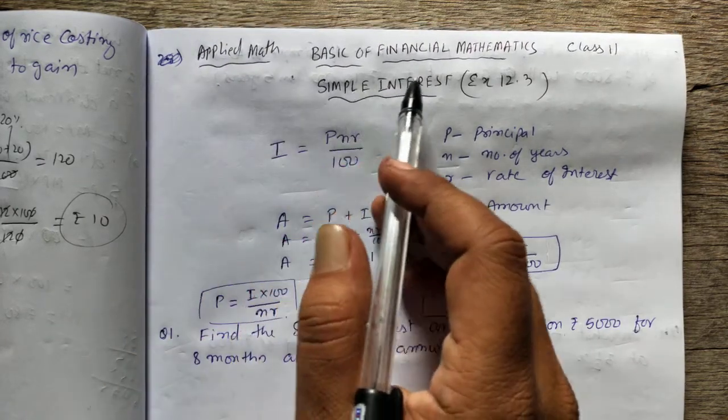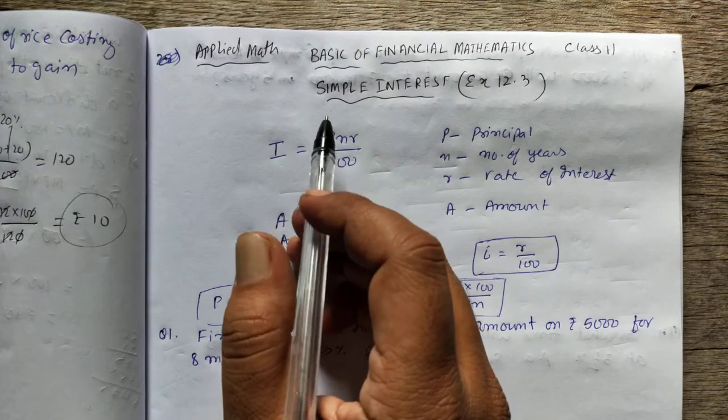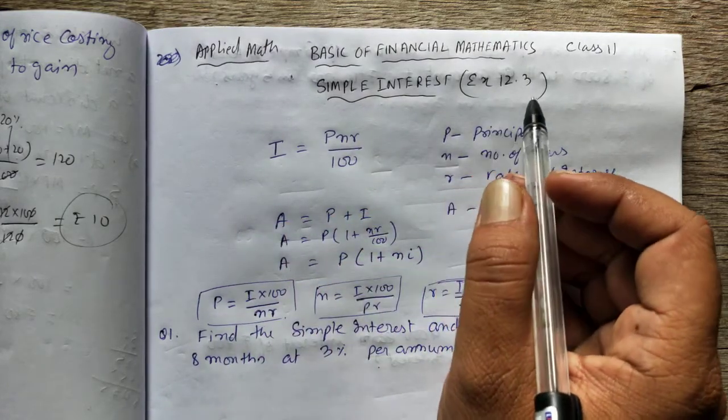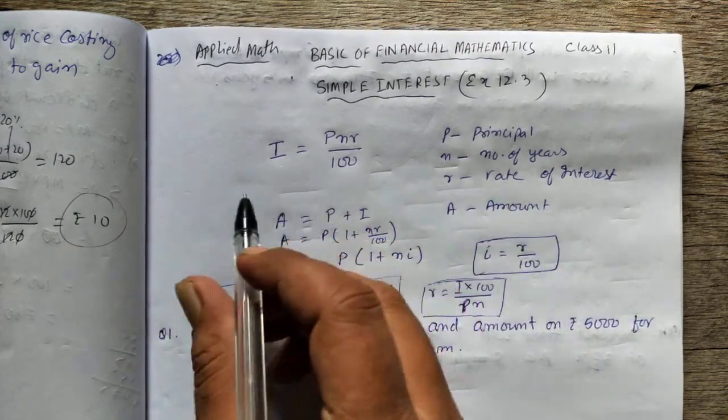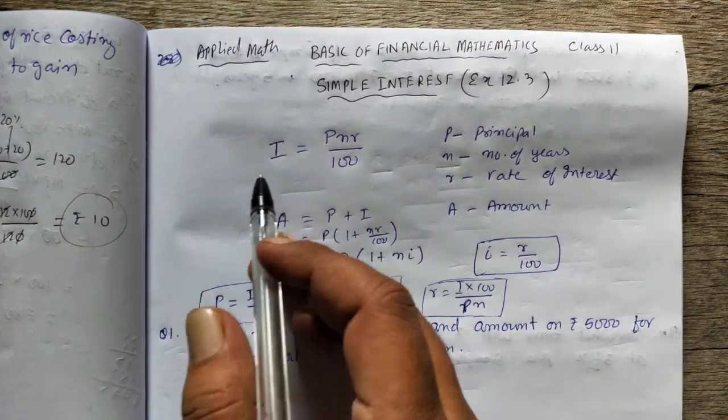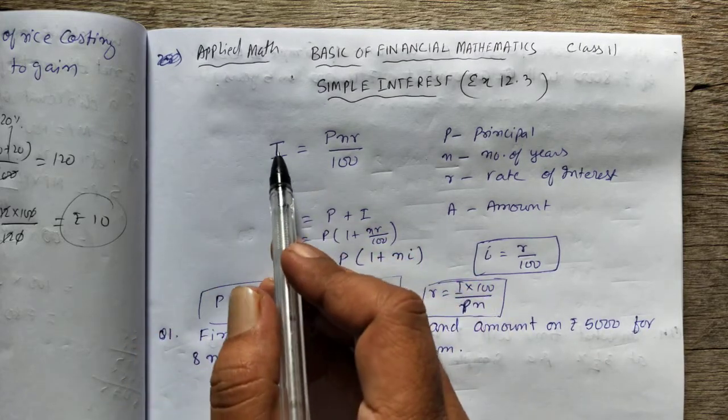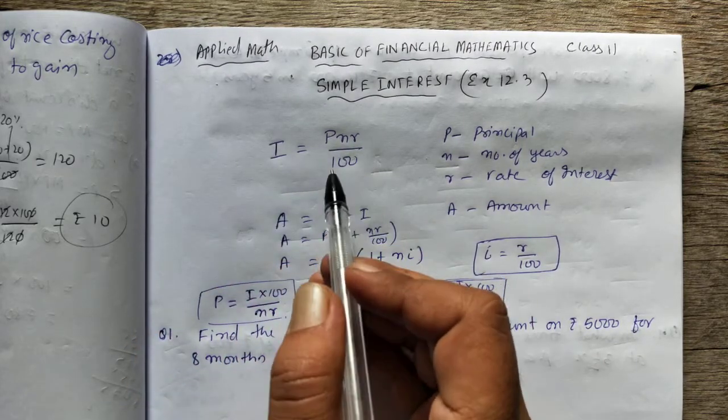We'll do the basics of financial mathematics. The topic is simple interest, exercise 12.3. Before we start the exercise, let us recall the formula you have done before, when you were in class 6, 7, 8. Simple interest I formula is PNR by 100.